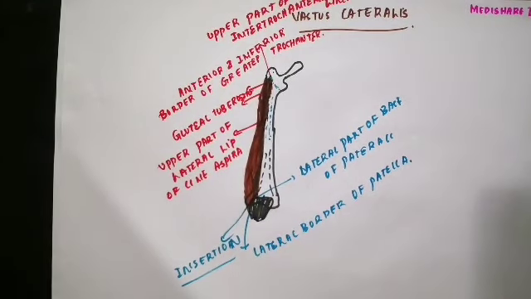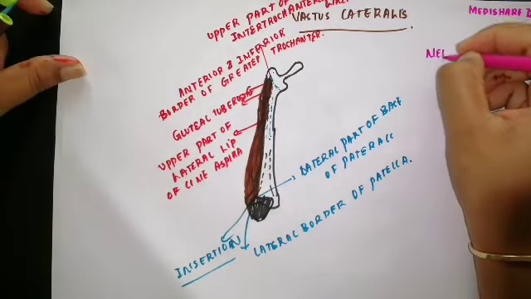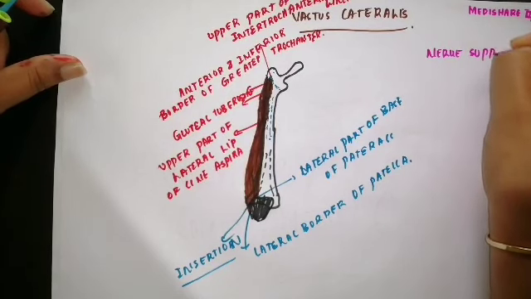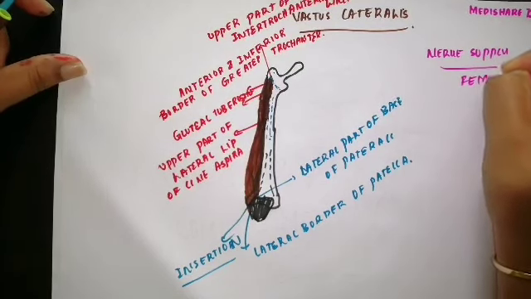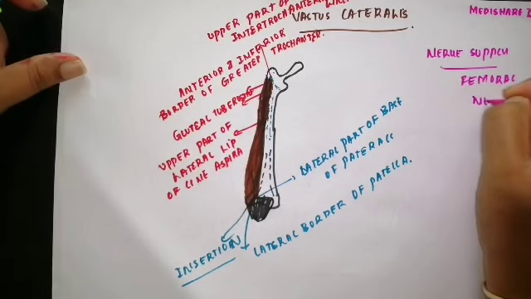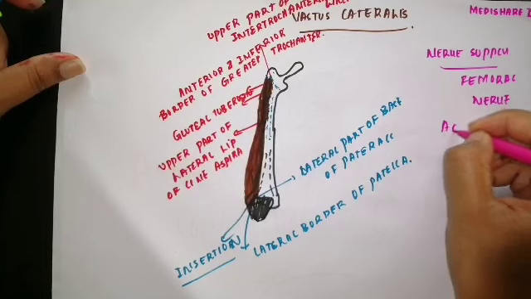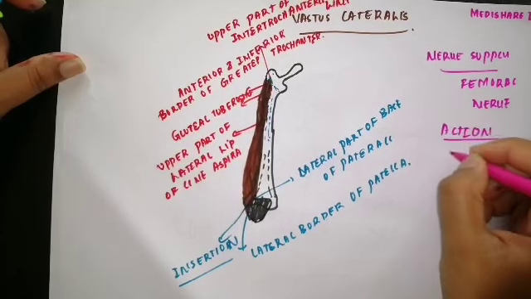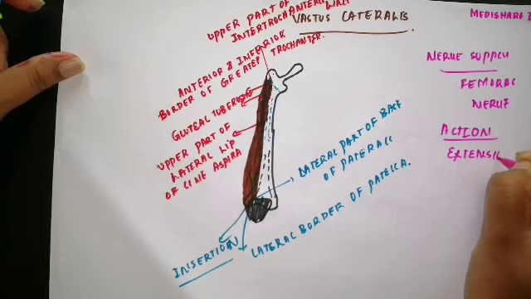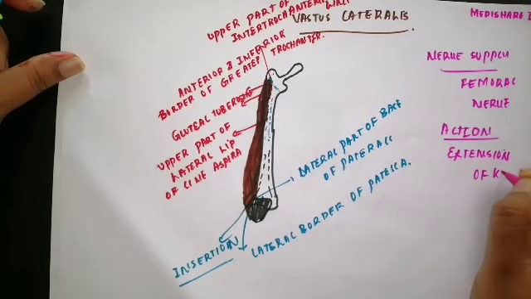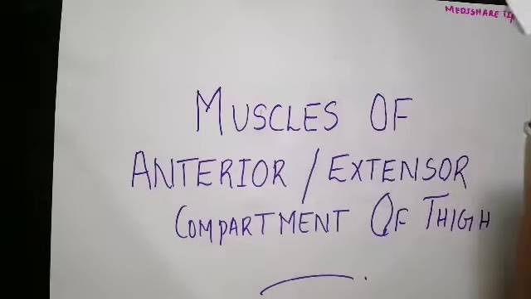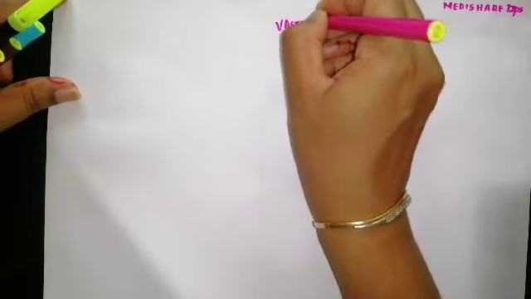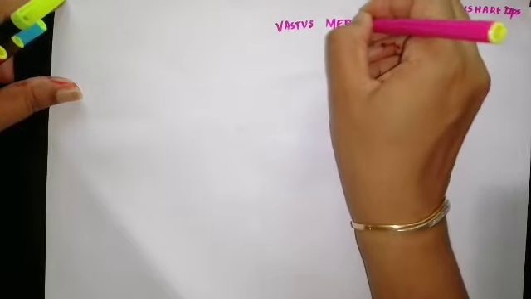So that's all about the origin and insertion. Now the nerve supply is the femoral nerve itself. Now the action is, it also extends the knee joint, extension of knee. Now we'll discuss the vastus medialis muscle.